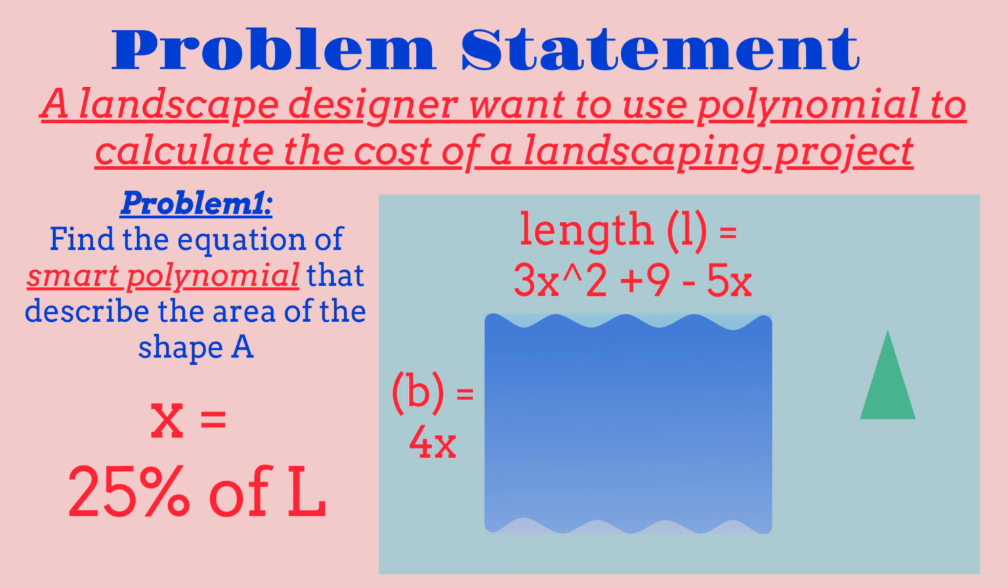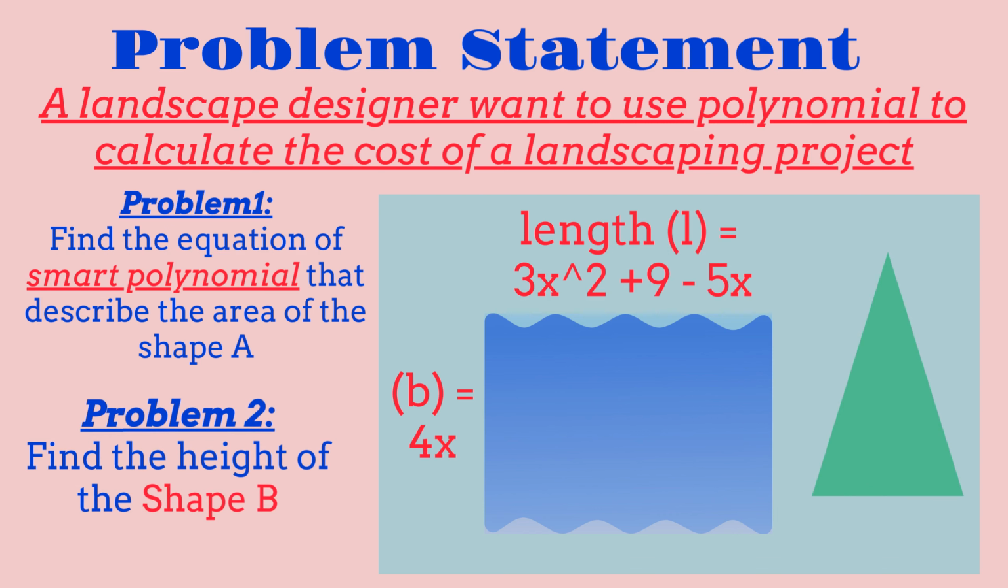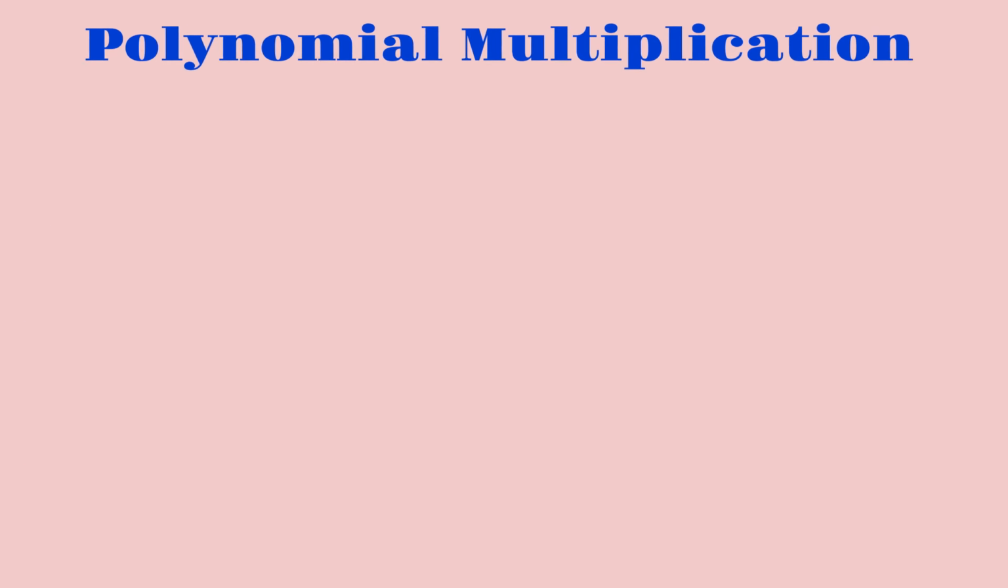And now we're going to be going over another problem that will help us for dividing polynomials. For our second problem, we have a triangle shape. In this problem, we're going to need to find the height of the shape, and we can call this shape B. The things that are already given are the area and the base. The area is equal to 3x squared plus 6x, and the base is given as 3x. So we're going to be solving these problems as we go along with learning about how to multiply and divide polynomials. So let's start with the multiplication of polynomials.